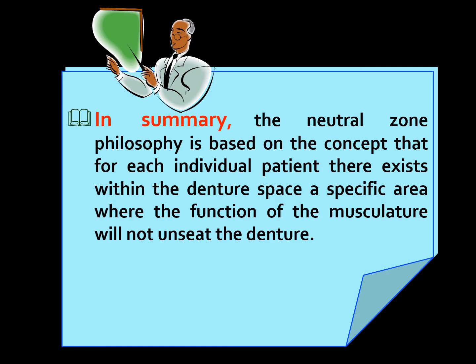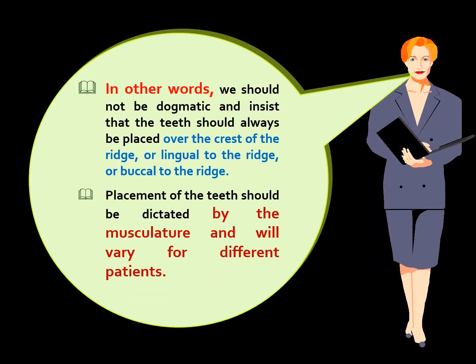So, in summary, the neutral zone philosophy is based on the concept that for each individual patient, there exists within the tension space a specific area where the function of the musculature will not unseat the denture. In other words, we should not be dogmatic and insist that the teeth should always be placed over the crest of the ridge, or lingual to the ridge, or buccal to the ridge. Placement of teeth should be dictated by the musculature and will vary for different patients.